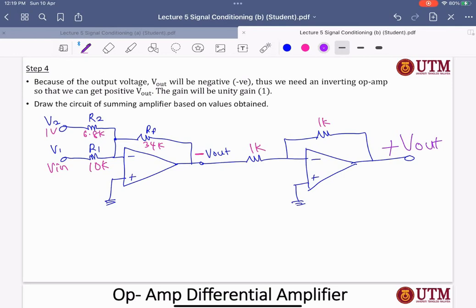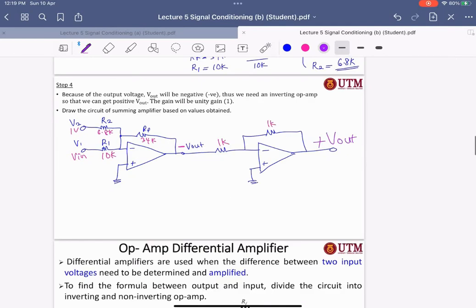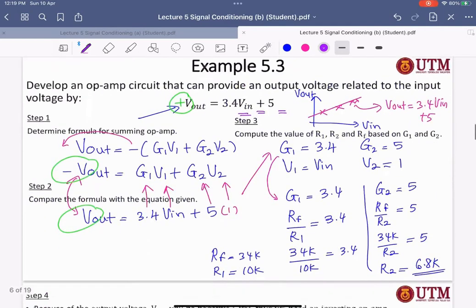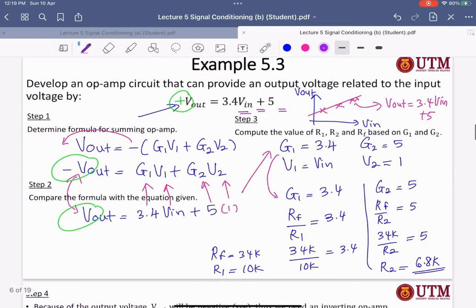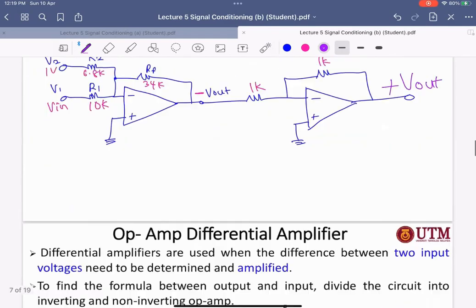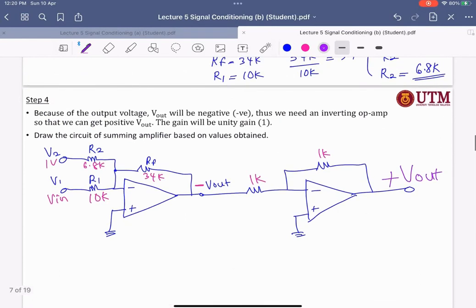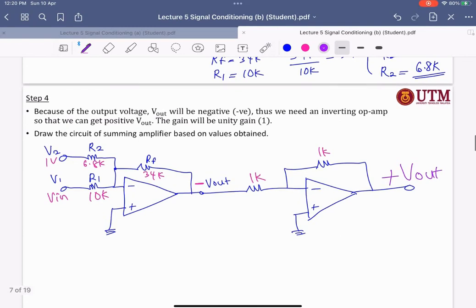Okay, this is the example of the summing circuit. Okay, so let's look at another one. Have you copied? Or do you have the master copy? Okay.